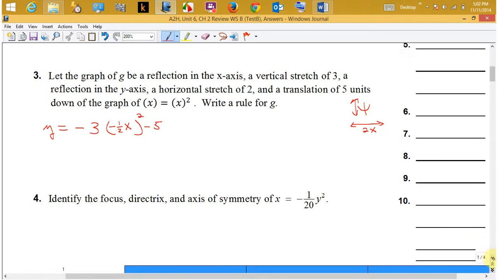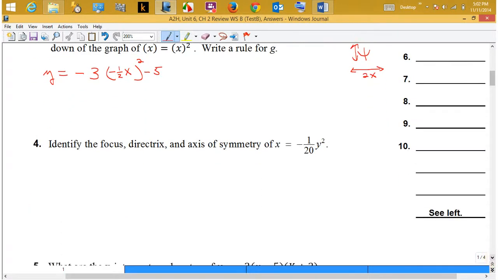Okay, next one. Identify the focus, directrix, and axis of symmetry. So this doesn't have an h, k, so the vertex will be at the origin. What we have is x is equal to -1/20 y squared, and that's of the form x is equal to 1/(4p) y squared. So 1/20 must be 1/(4p).